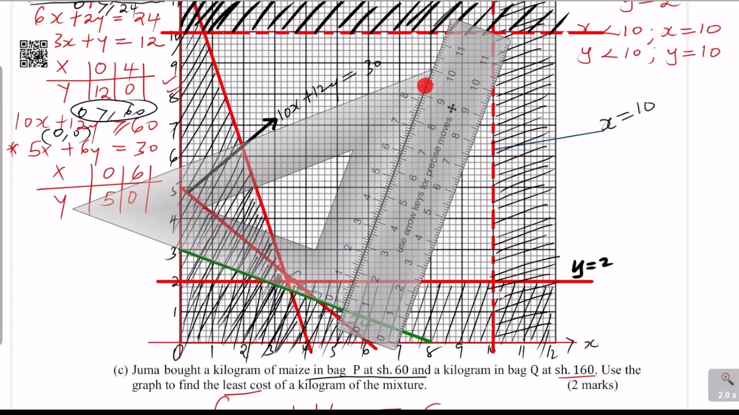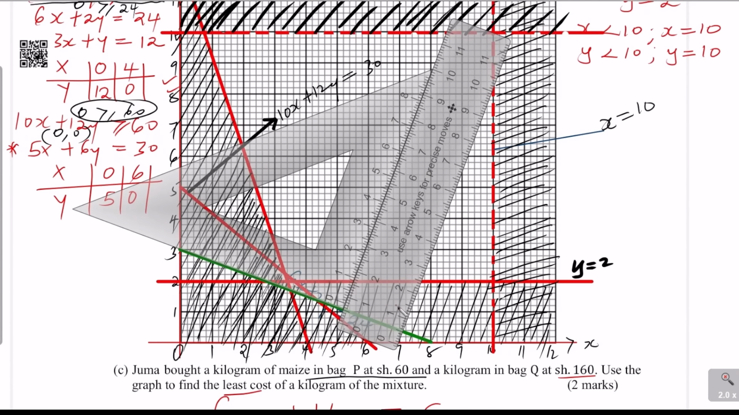Check how I've placed my ruler. It lies along that straight edge. It should be held firmly. When you're sliding, the ruler should not move. You're just sliding the set square. The set square, this edge lies straight on that search line. Then you slide upwards. The first point that is going to be touched is the one that is going to give us the minimum.